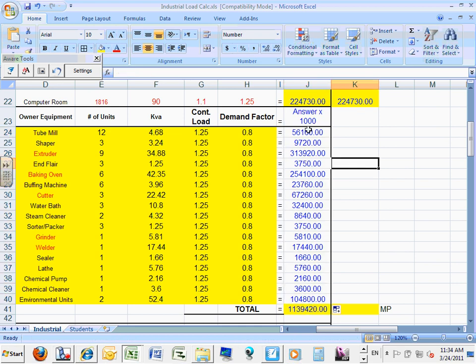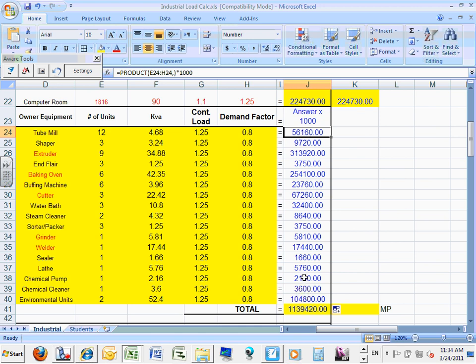So the first one should be 6.16. Yep, that's what I did. Did you guys come up with the same number? 56,160 volt-amps. Okay. It should be 1,000 multiplied by 1,000. We divided by 1,000 here to find the KVA when we calculated it. Then we multiplied them. Because we put them in KVA, you have to multiply by 1,000.